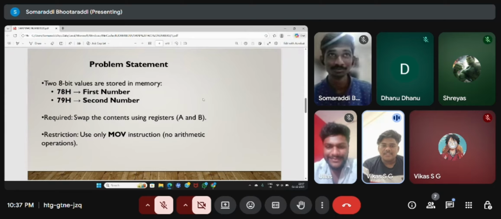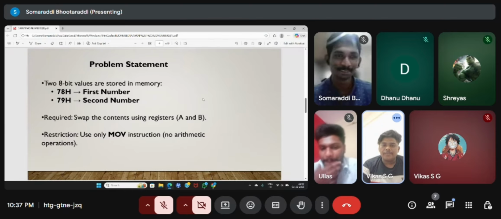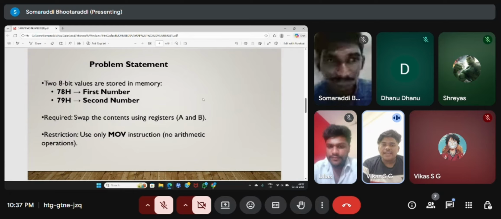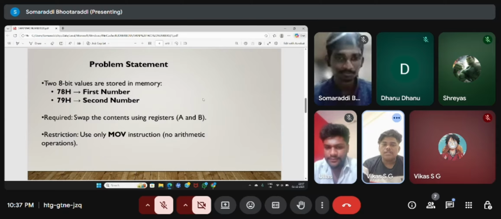The first slide is the problem statement. Here we have two 8-bit values stored in memory location 78H, which contains the first number, and 79H, which contains the second number. Our goal is to swap these two values using the processor registers A and B.